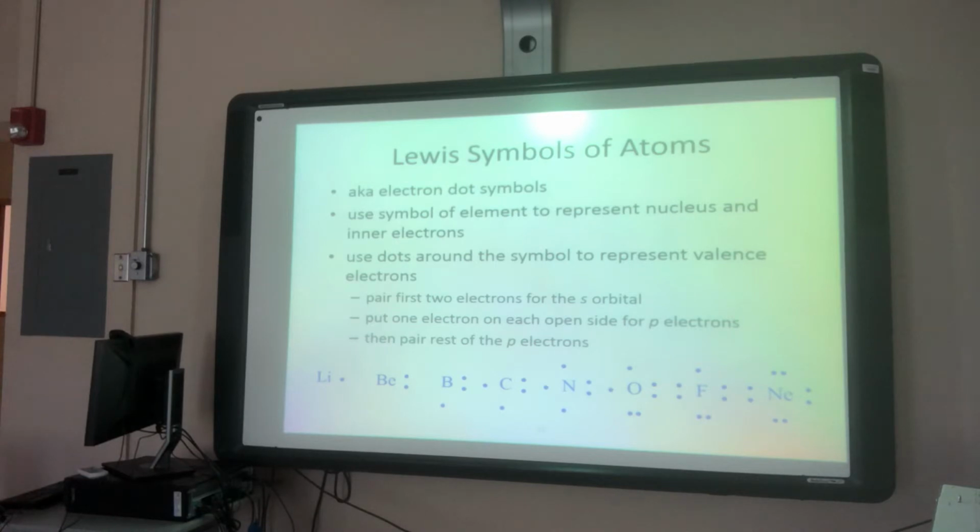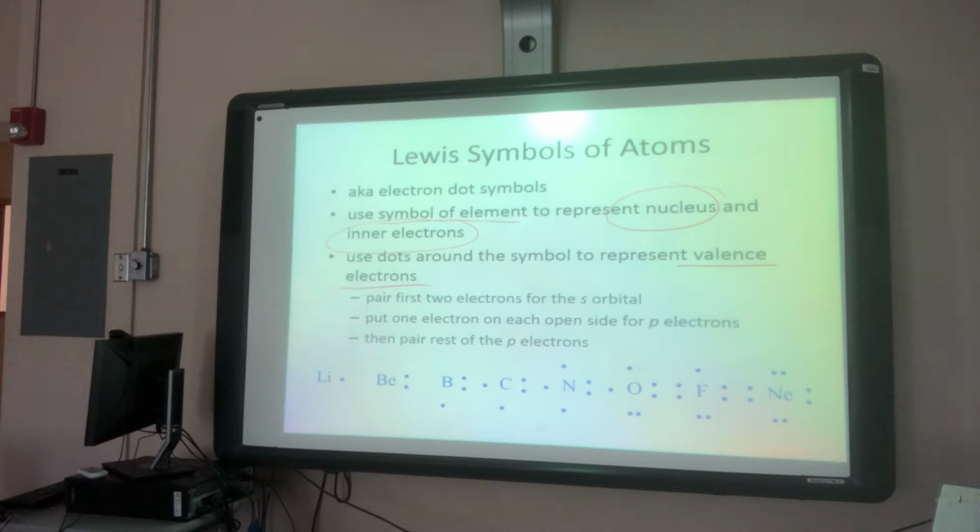So the way that we draw these is we write the symbol of the element, and this represents the nucleus and all the inner electrons, all those core electrons. Remember we talked about core electrons when we talked about our effective nuclear charge and our shielding. We're going to use dots placed around the symbol to represent our valence electrons, because our valence electrons are going to be the ones that actually make bonds and do stuff. So we just really care about the valence electrons.